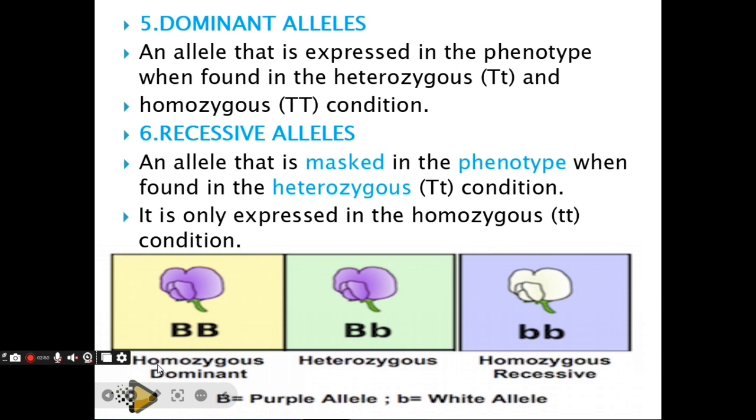As you can see in homozygous dominant, the phenotype, the color, will be of the dominant allele, which is the purple allele. And also in the heterozygous condition, the phenotype of the organism will be determined by the dominant allele. Only in a homozygous recessive will you see the color, or the characteristic, coded by the recessive allele occurring in the phenotype. Remember, phenotype is the physical appearance.